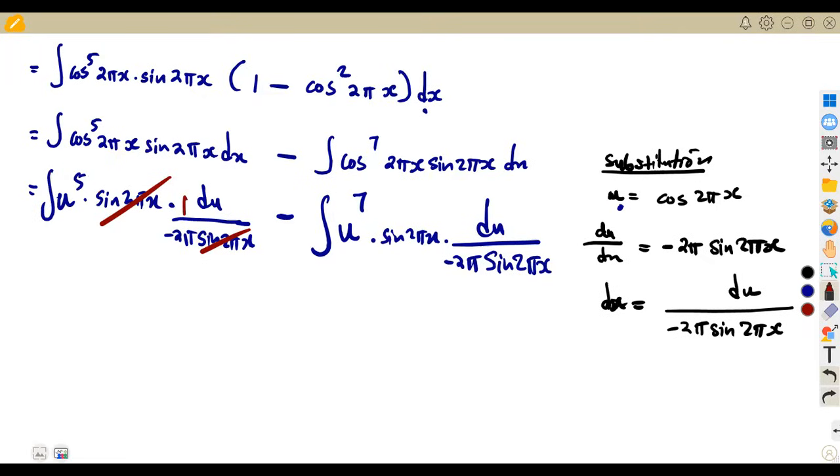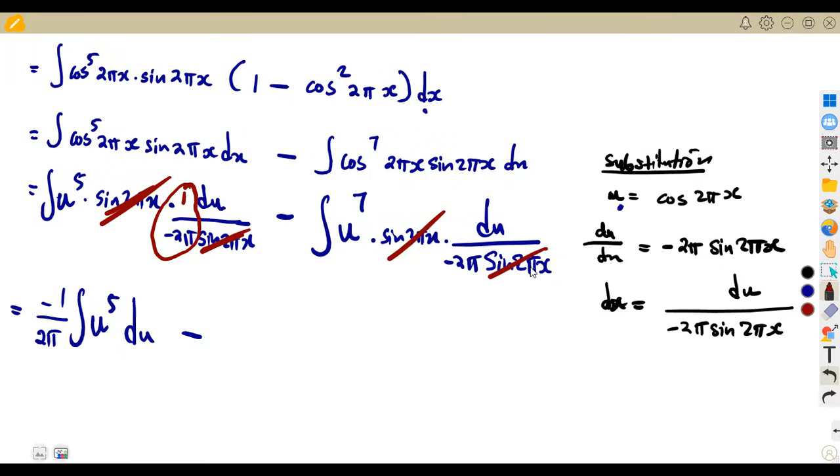But just for the sake of revision, guys, all right, this is what's going to happen. The sine 2 pi x and the sine 2 pi x will cancel. So we can take 1 over minus 2 pi out of the integral. Instead of writing 1 over minus 2 pi, you can just write negative 1 over 2 pi. It's a constant. Out of the integral, we remain with the u to the exponent of 5 with respect to u. All right, minus. We do the same thing, but if we are to do this here, we're going to cancel the sine and the sine, sine 2 pi x, sine 2 pi x.